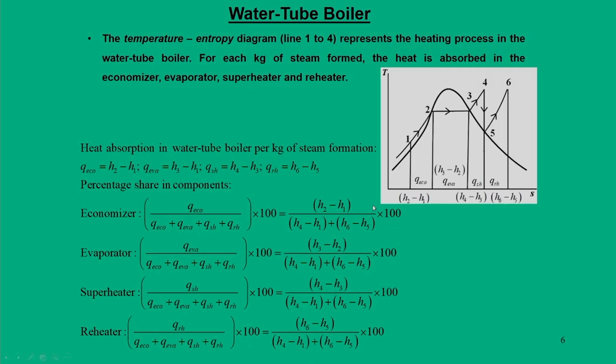Now if you want to calculate the heat absorption in a water tube boiler per kg of steam, you know the state points 1, 2, 3, 4, 5 and 6. Using the steam table, you can calculate the enthalpy values, which depend on the state point coordinates of 1, 2, 3, 4, 5 and 6. Once you know the enthalpies, you can calculate the component-wise heat load.